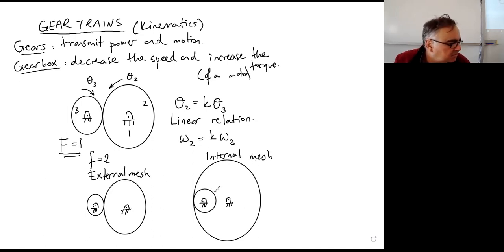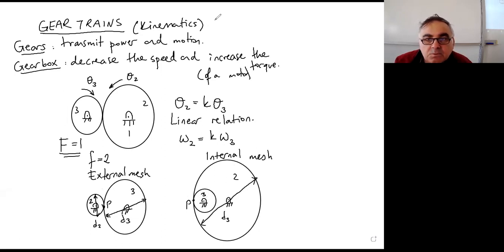Okay. So the main thing is that the points of contact of gears is the same. Let's say this is the gear this time. Let's call this one two, this one three, and let's call this one two, this one three. And let's say that this gear has a diameter of D3. This one has a diameter of D2, etc. The point of contact is P, let's say, so that here you have V2.